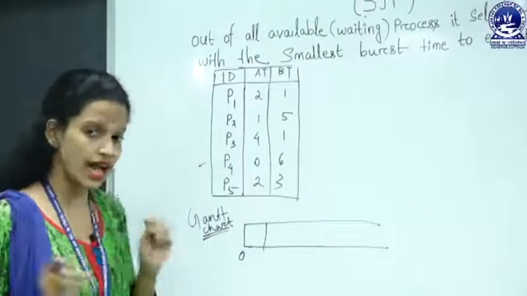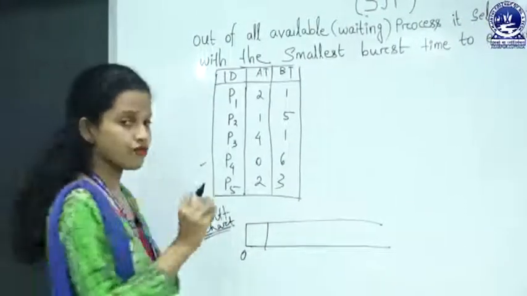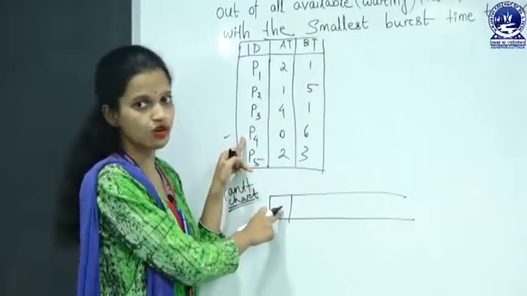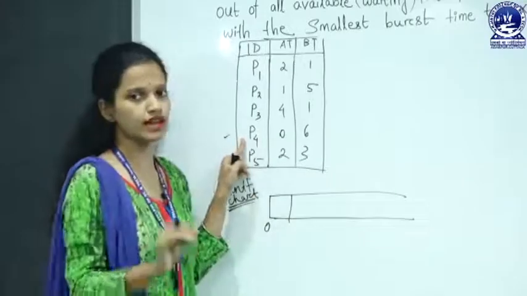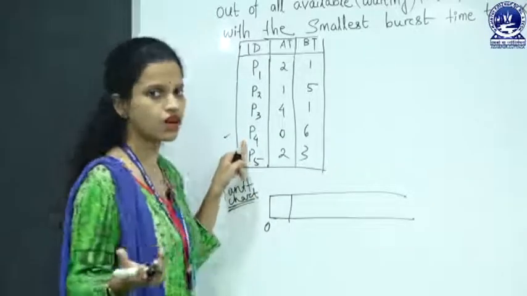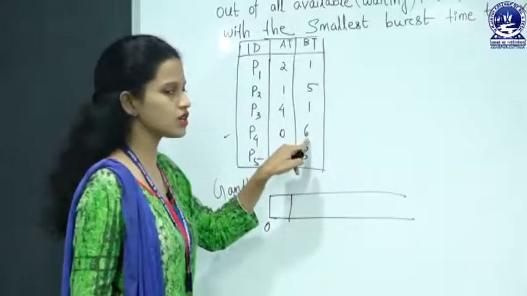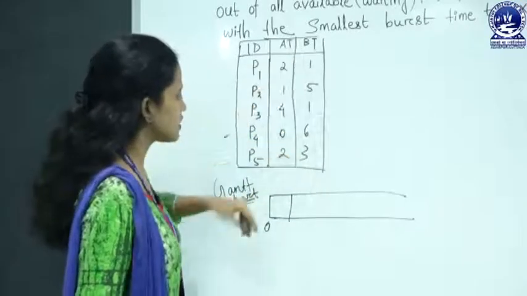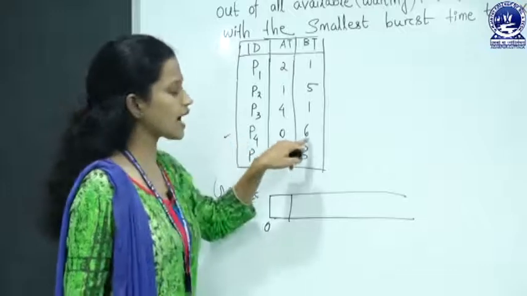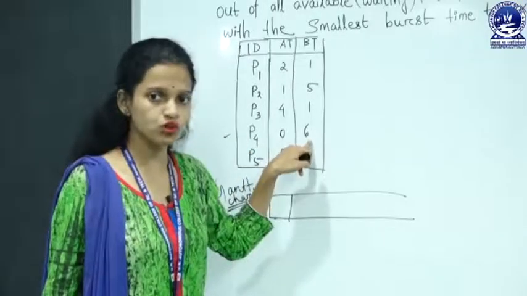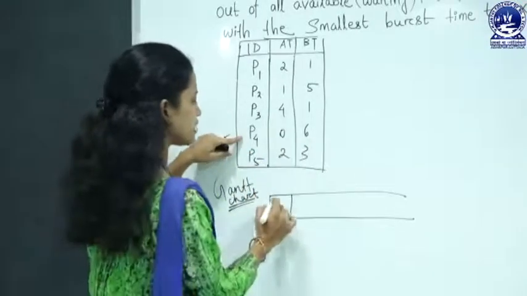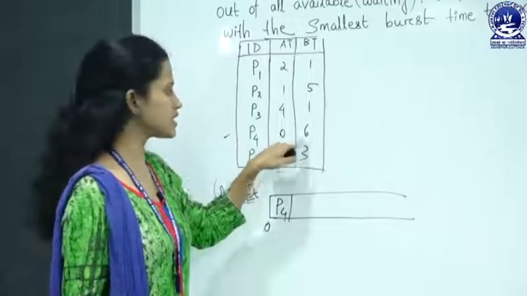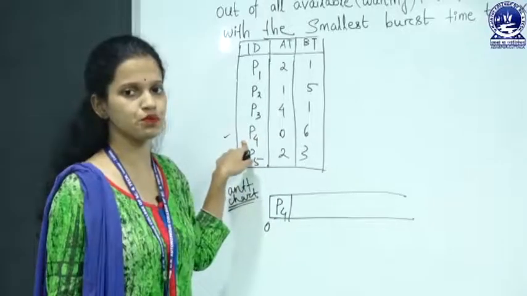So we have to allocate P4 to the CPU. CPU has been allocated to the P4 at any cost. Whether the burst time of the P4 is high among all of the available burst time, whether the P4 having the highest burst time, we have to allocate the P4 at first. For how much time? For 6 millisecond it will be allocated to the CPU.